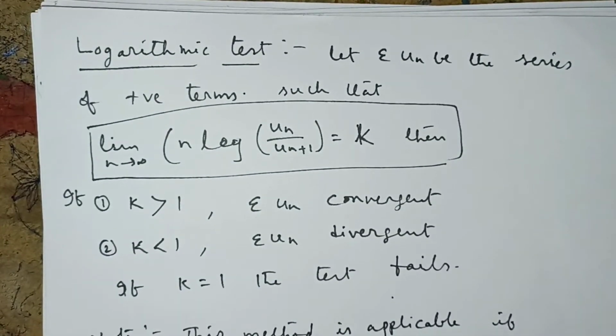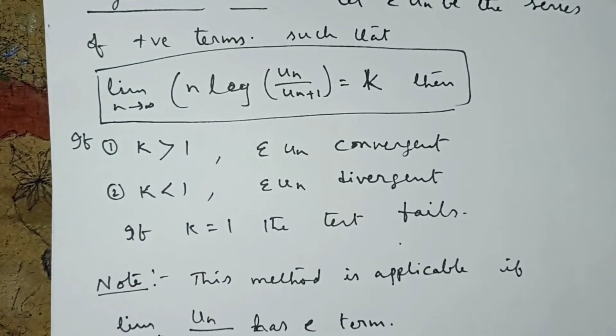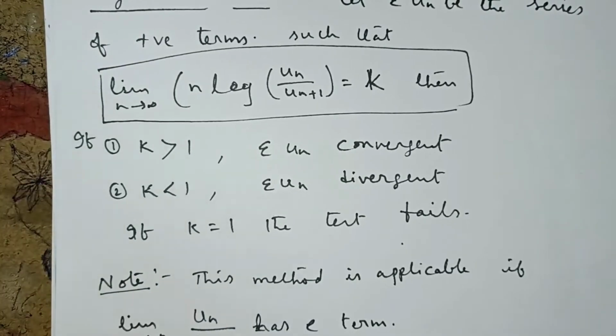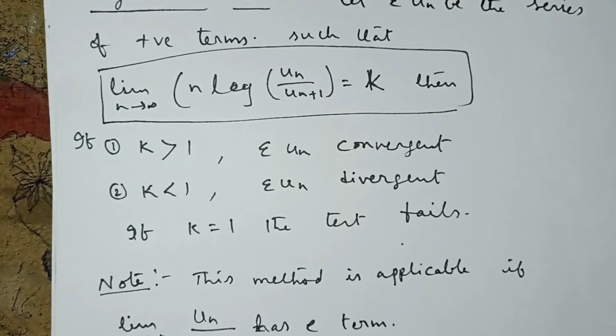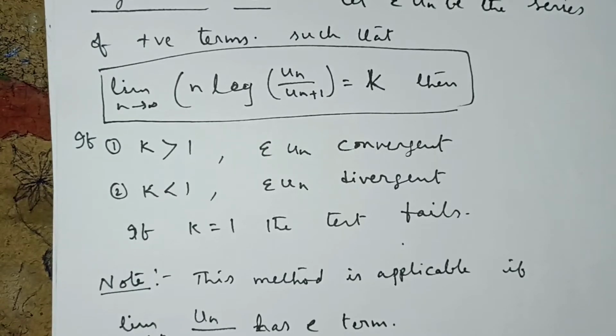If k is greater than 1, sigma un is convergent. If k is less than 1, sigma un is divergent. If k is equal to 1, the test fails. The logarithmic test formula is the limit as n tends to infinity of n into log of un by un plus 1 is equal to k. Depending on the k only, we will get the conclusions. If k is greater than 1, sigma un is convergent. If k is less than 1, sigma un is divergent. If k is equal to 1, the test fails.